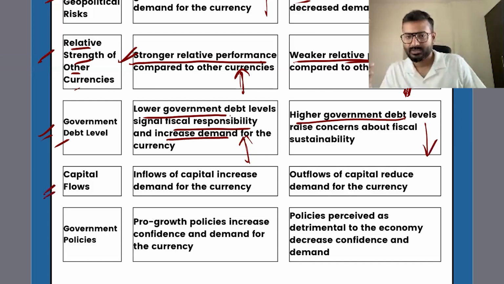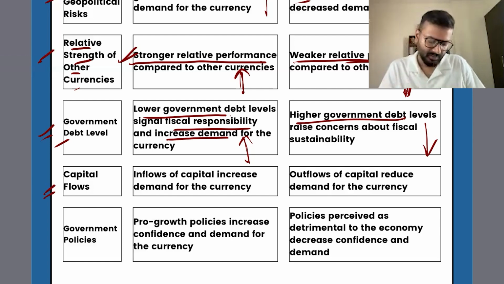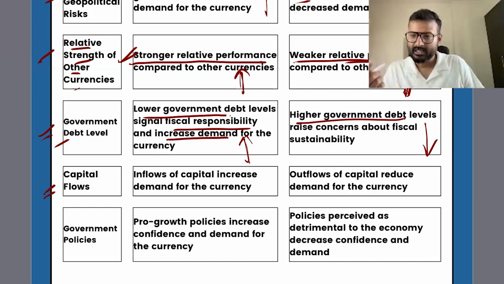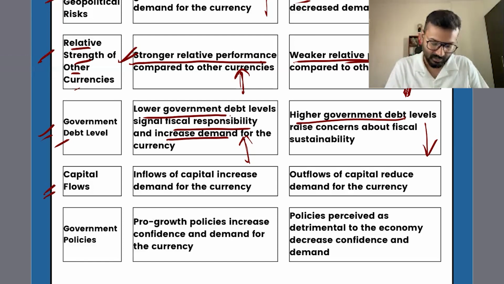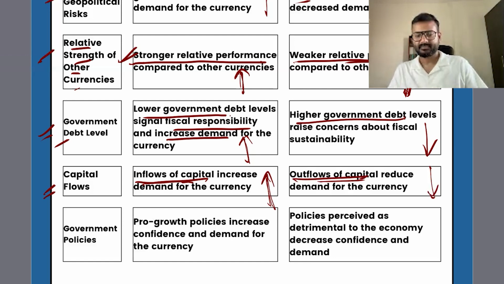Next is capital flows. So we have already talked about FDI. FDI is also a kind of capital flow. Whenever there is an inflow of capital, which means your country's currency demand is growing, inflow of capital means appreciation, outflow of capital means depreciation, right?